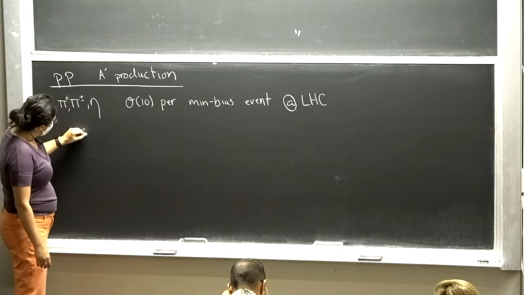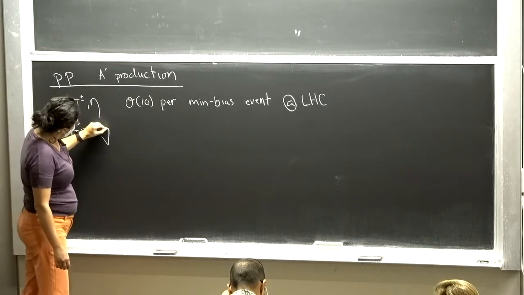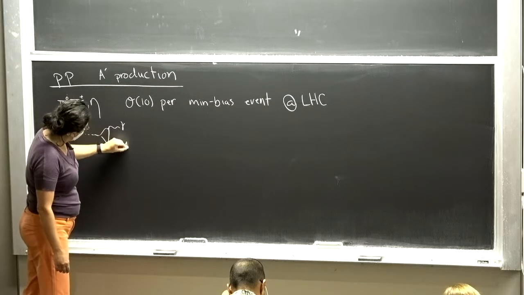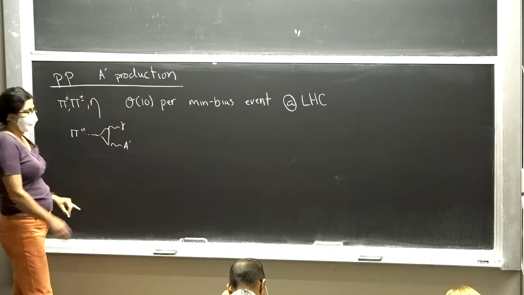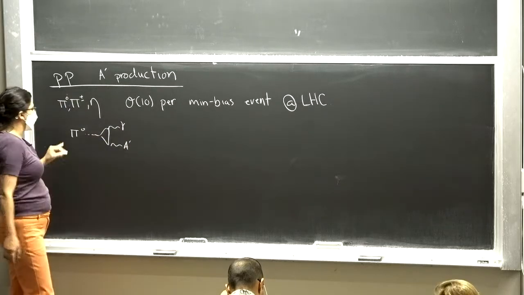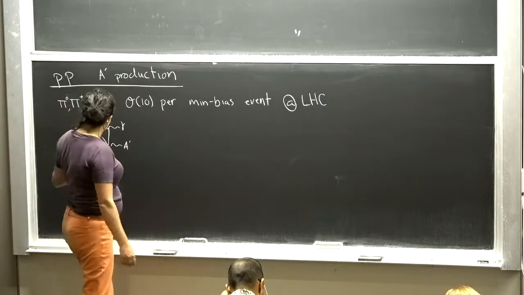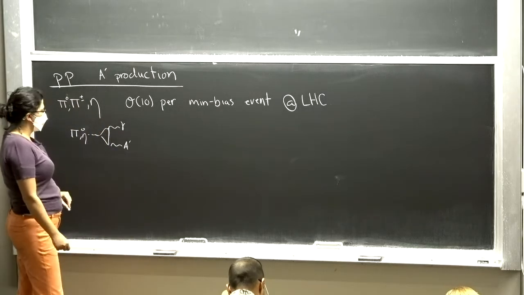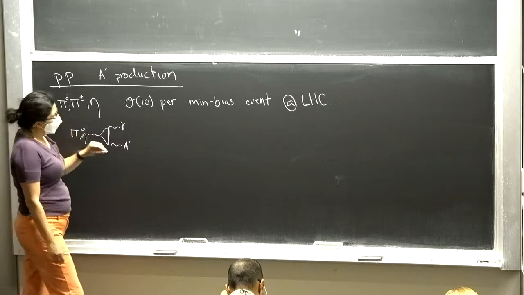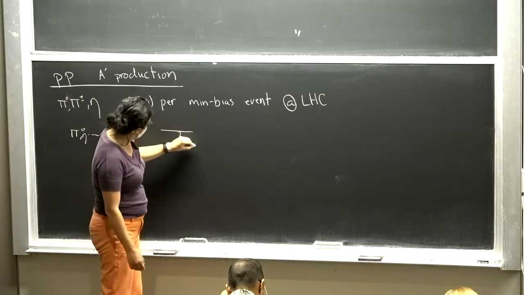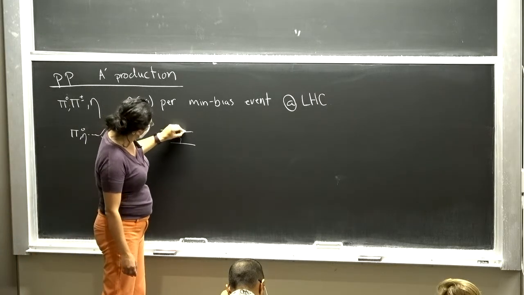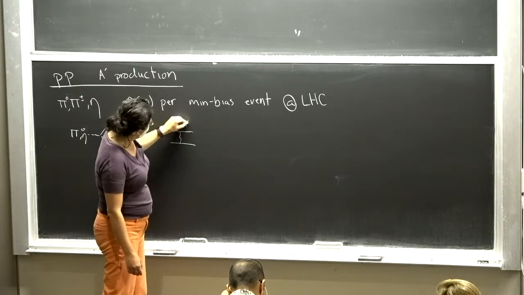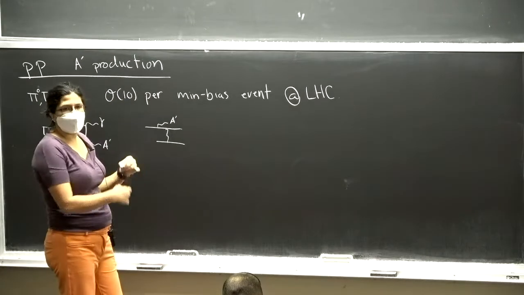And so pi naughts can decay to a photon and a dark photon, as long as the dark photon is lighter than 100 MeV. Etas can do the same thing with a higher mass threshold. You also have proton bremsstrahlung. So I'll just radiate a dark photon off of one of the two protons.